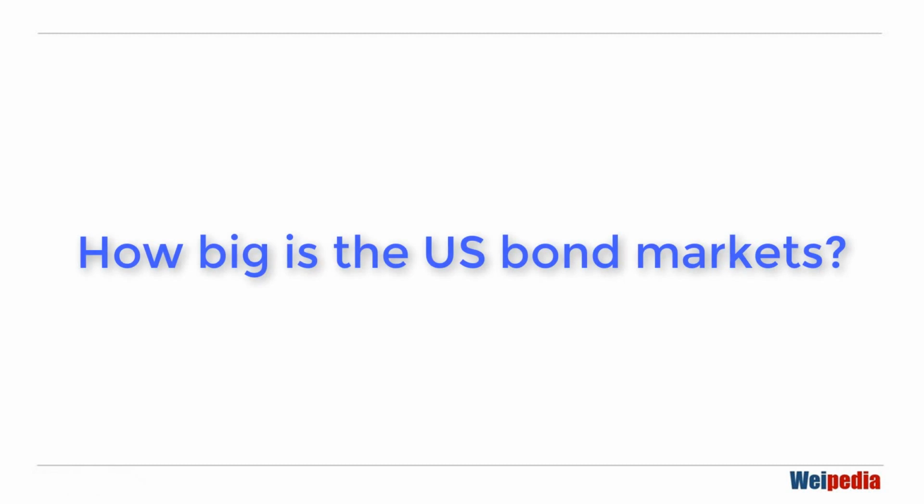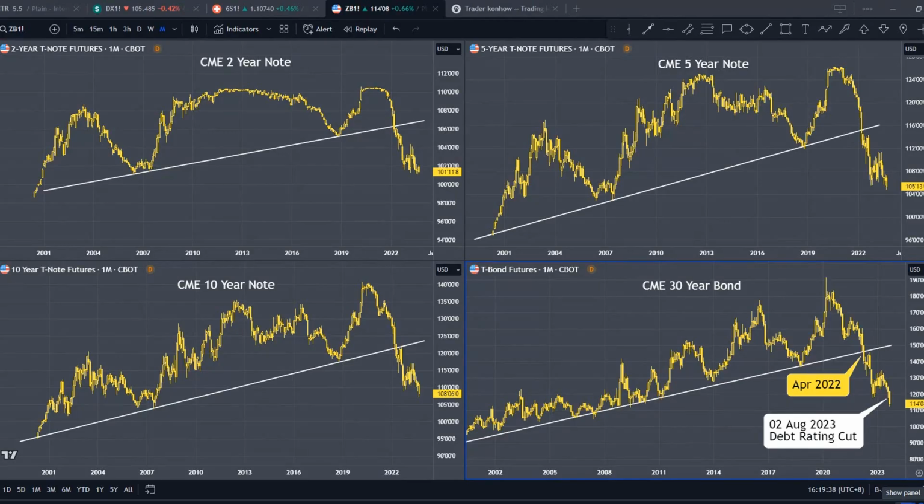And how big is the US bonds market? From my personal understanding, it has exceeded 30 trillion US dollars, a size comparable to all the US stock market combined together. And therefore, this turning trend down in the US bonds is, to me, very concerning.